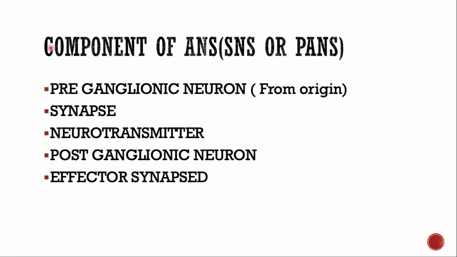So here we have discussed the preganglionic neuron, mostly an origin, which then makes a synapse in the ganglia, and then the neurotransmitter is released, the postganglionic neuron is stimulated, and then the effector. The effector synapse can be a neuromuscular junction, or it can also be a gland or a smooth muscle, anything.